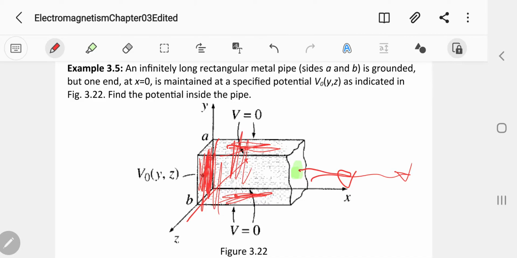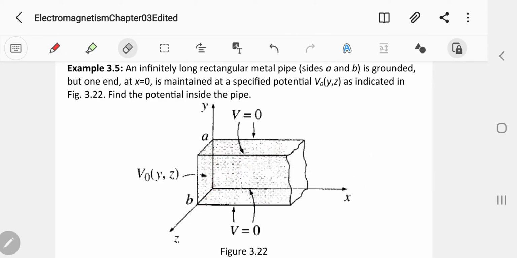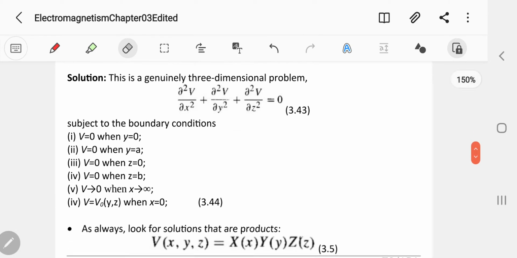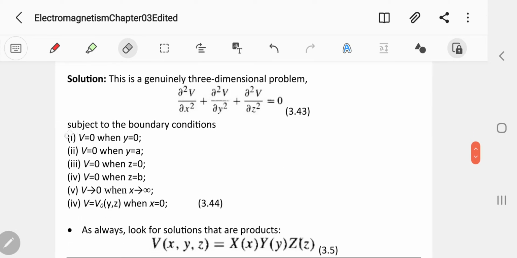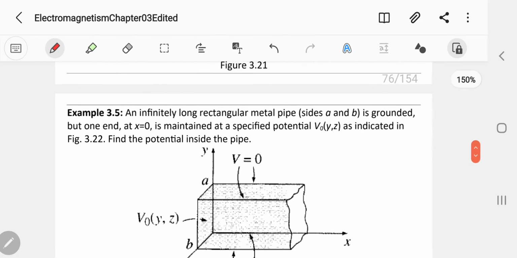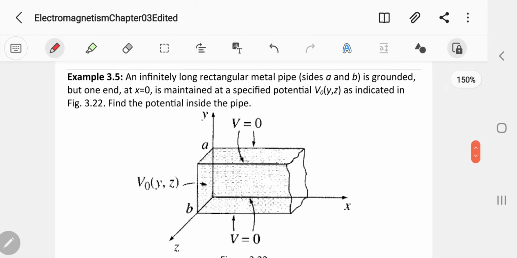It has a boundary. So we can set the boundary conditions to be: at y equal to 0 and y equal to a, V is equal to 0, and then at z equal to 0 and z equal to b, V is equal to 0, and then at x equal to 0, V is equal to V0(y,z), and at infinity, the potential goes to 0.